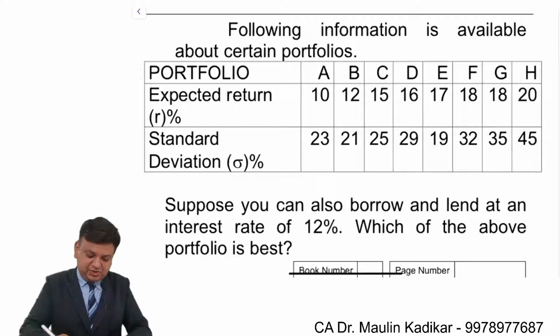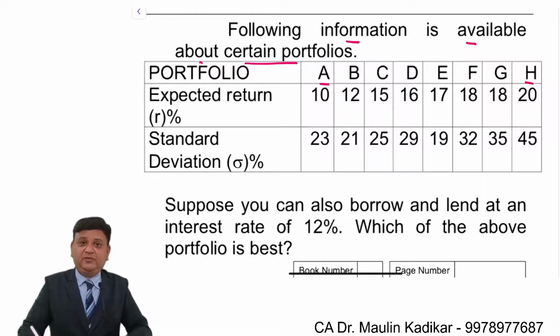Let us say the next question. The following information is available about certain portfolios. Portfolio A to portfolio H information is given. Return is given for each of them and standard deviation is given.